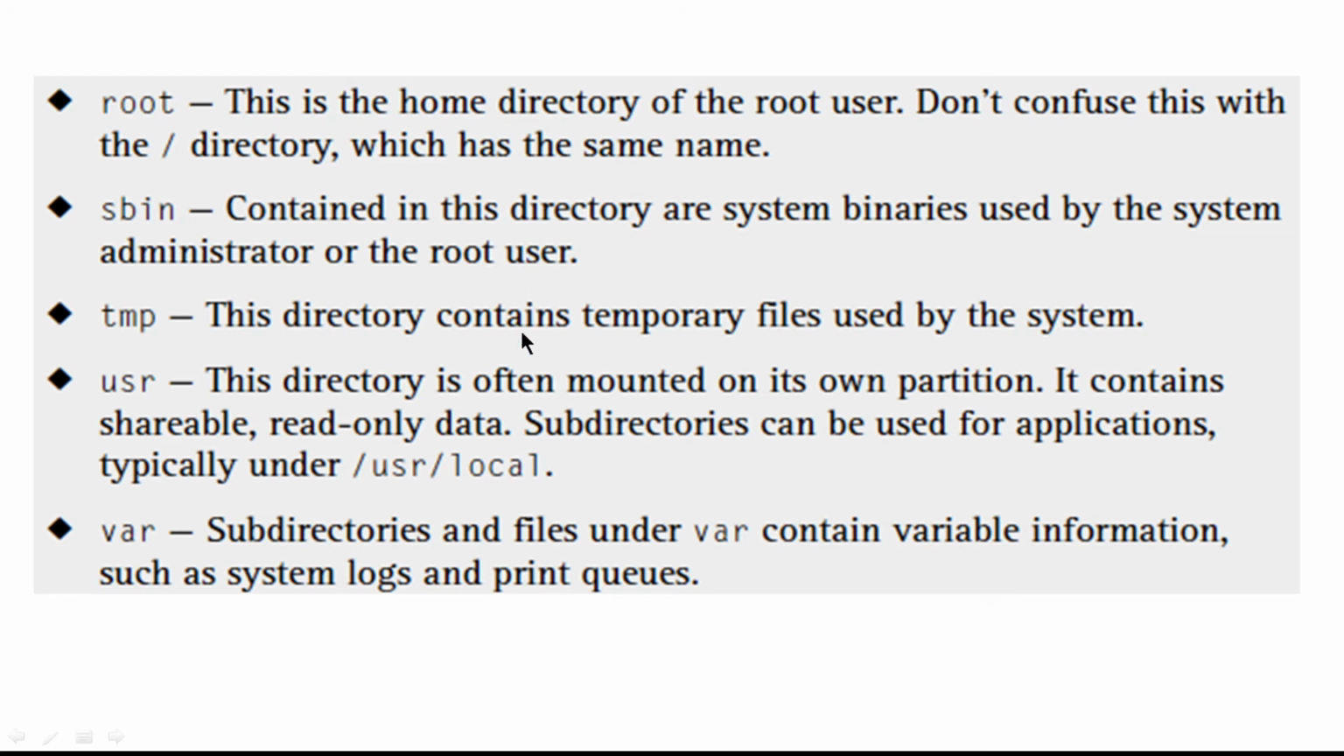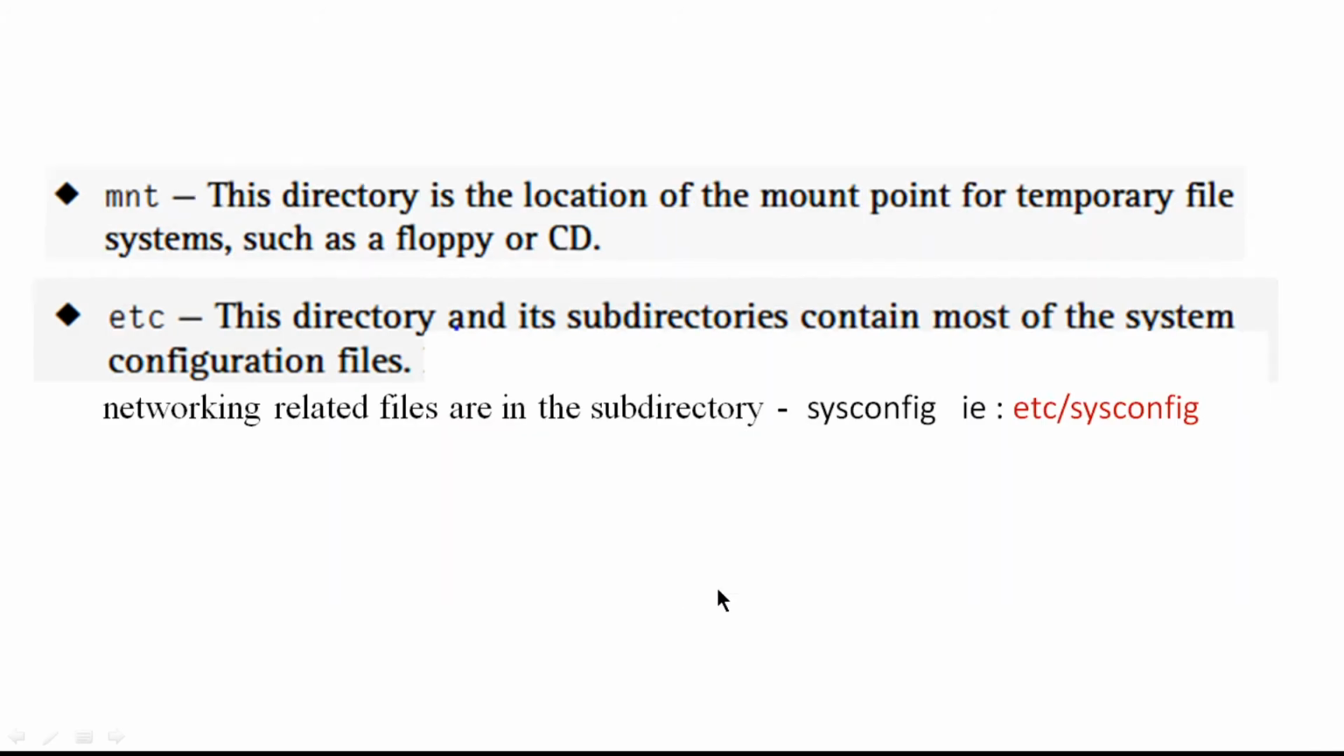Then there is a directory for storing all the temporary files used by the system. And then there is the user directory. This is often mounted on its own partition, so it contains only shareable and read-only data, and subdirectories are formed under it for all the applications. Then there is a directory called var. Subdirectories and files under var contain variable information such as system logs and print queues. So all your system log information, print queue, and all details are stored under the var directory.